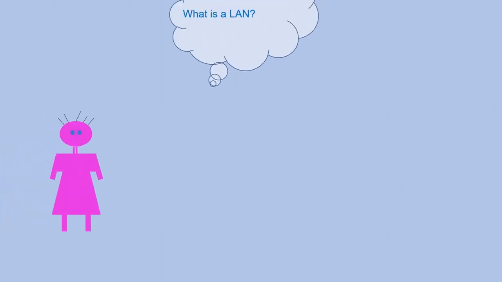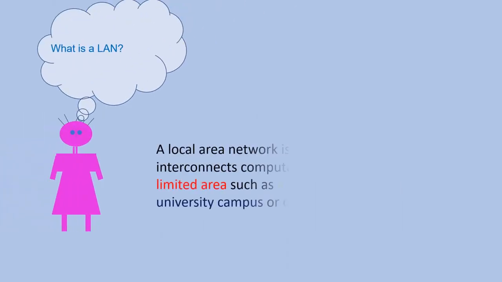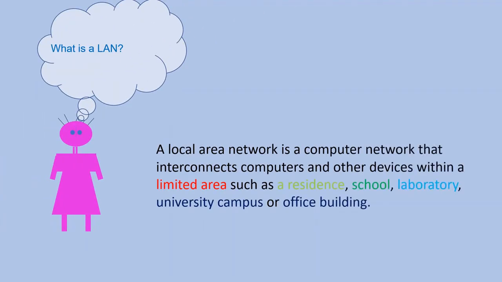So, what is the LAN? LAN stands for Local Area Network, and it is a computer network that interconnects computers and other devices within a limited area, such as a residence, school, laboratory, university campus, or office building. Ethernet and Wi-Fi technologies are used to establish LAN.